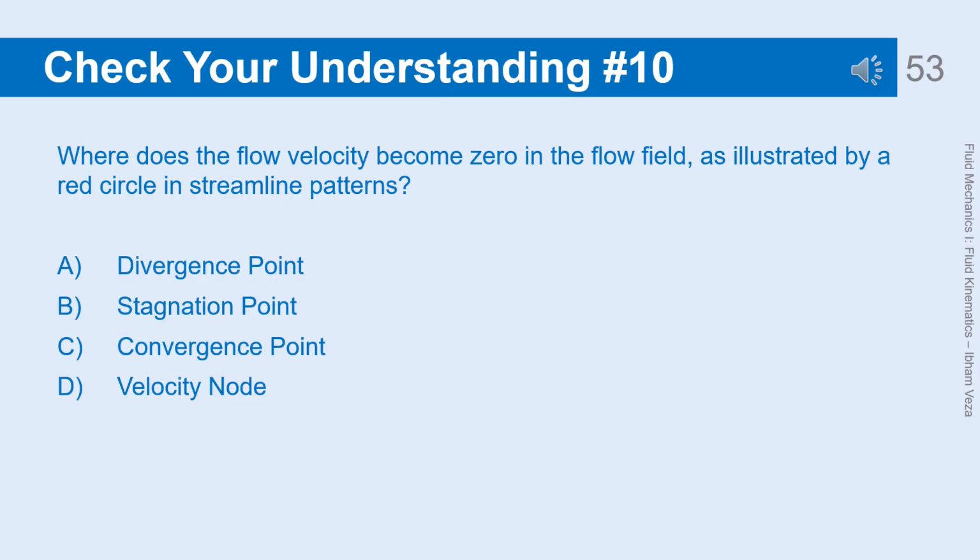B. Stagnation point. This is the correct answer, as the stagnation point is where the flow velocity becomes zero, typically marked by a red circle in streamline patterns. C. Convergence point. This is incorrect because convergence refers to points where the flow lines come together, but the flow velocity does not necessarily become zero. D. Velocity node. This is incorrect because a velocity node is not a standard term used in flow analysis. It does not specifically refer to the zero velocity point as described in the question.